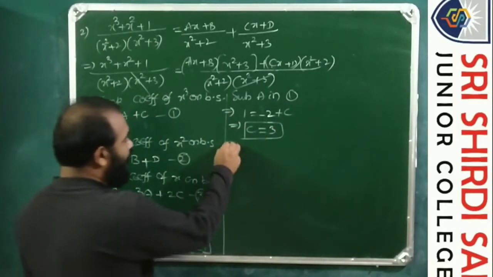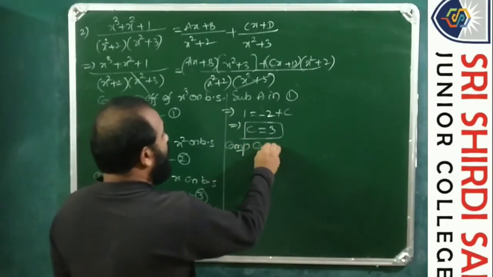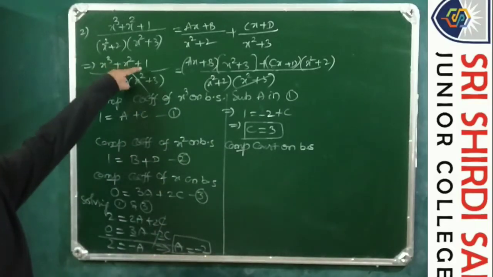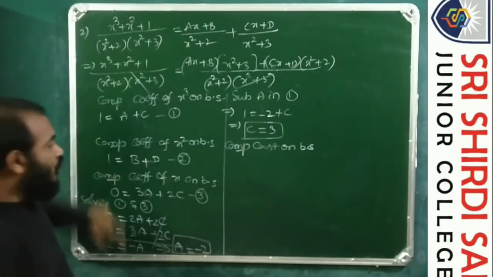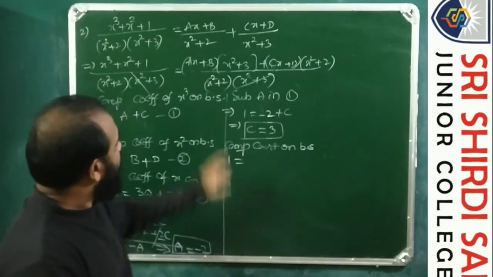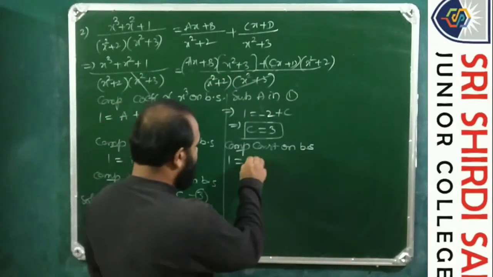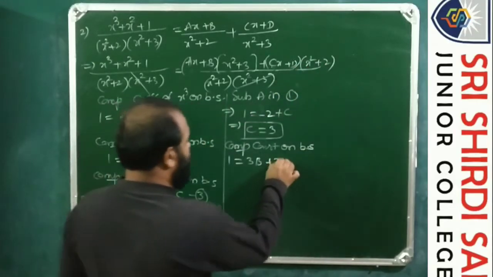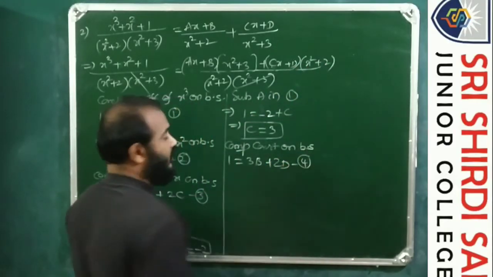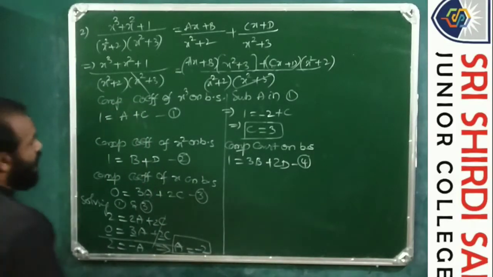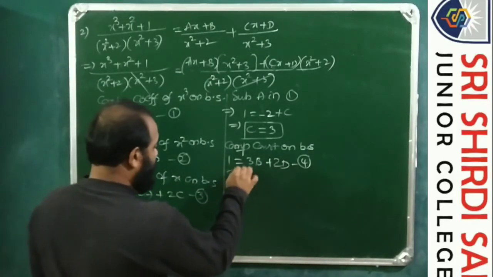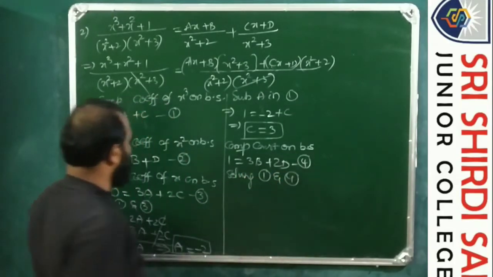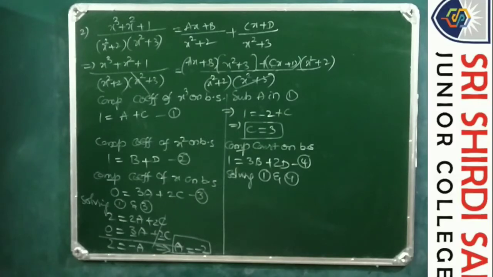Now comparing constants on both sides. So the constant on the LHS is 1, equal to b into 3, 3b, plus d into 2, 2d. Let us suppose that this is the fourth equation. So solving 2 and 4.